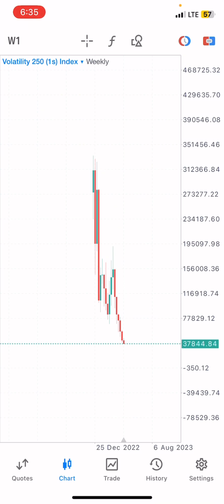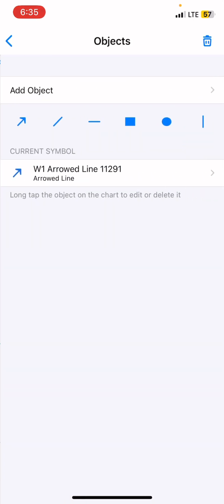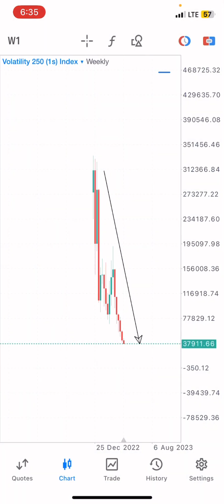So when we have identified the overall market direction on the weekly time frame, then we spot our key levels. Key levels are basically important levels in the market, those levels at which the market makes its major moves.